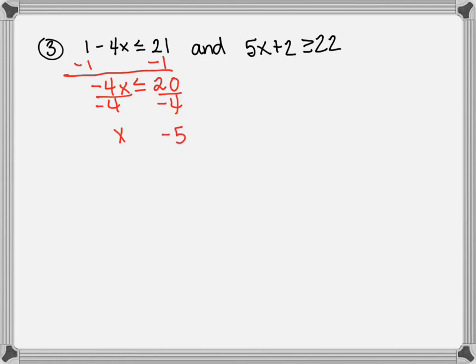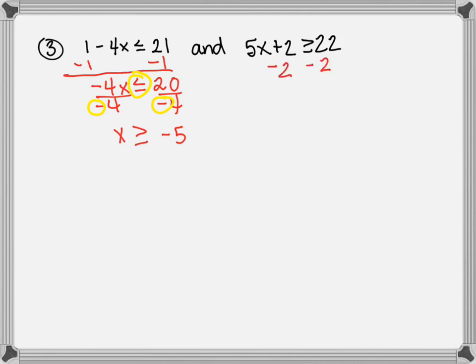And remember, with inequalities, if we are dividing or multiplying by a negative number, we need to flip the inequality symbol. In this case, it was originally a less than or equal to, but we are dividing by negative 4. So it flips and becomes greater than or equal to. So we have x is greater than or equal to negative 5.